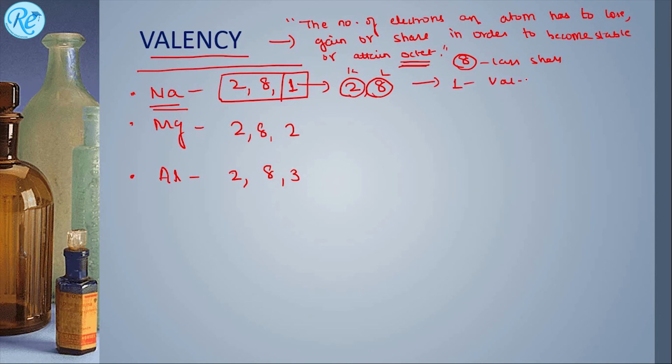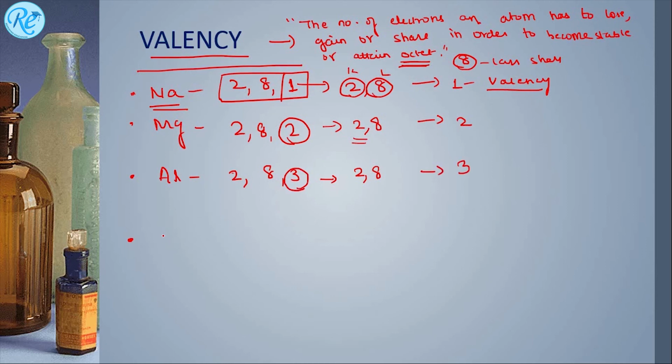Here we'll write the valency. Similarly, for magnesium, you can see that by losing these 2 electrons, it can attain the stable configuration, that is 2, 8. So its valency is 2. Also, aluminium can become stable, that is 2, 8, by losing 3 electrons. So its valency will be 3.